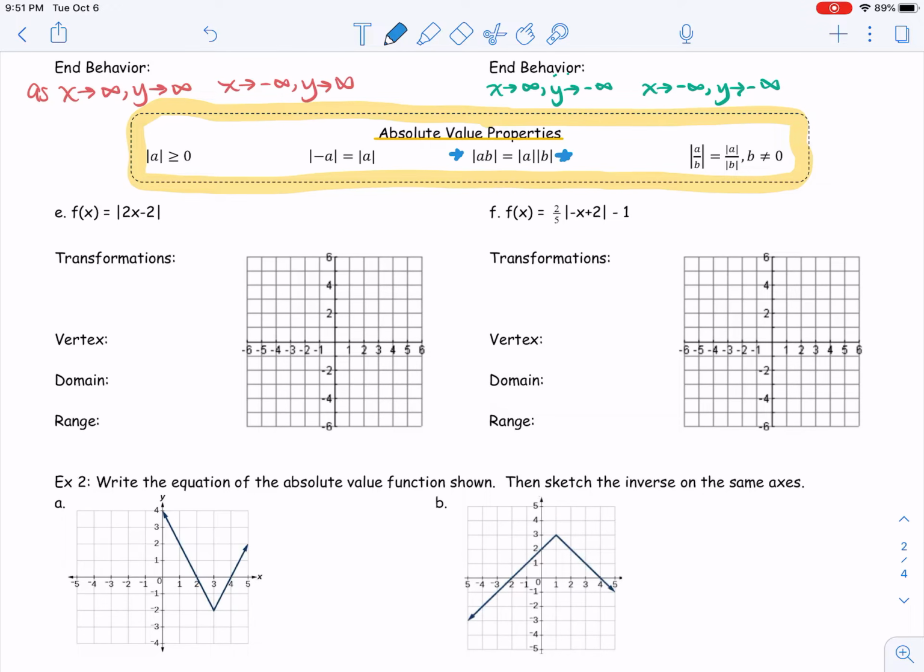Remember I said in 3.1, the way that I graph these horizontal transformations is I factor out that B value first.